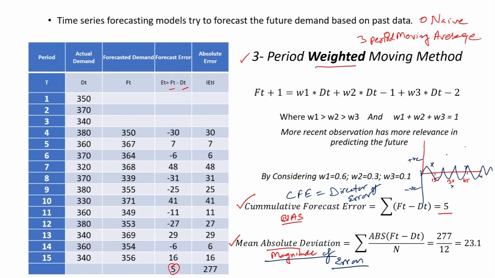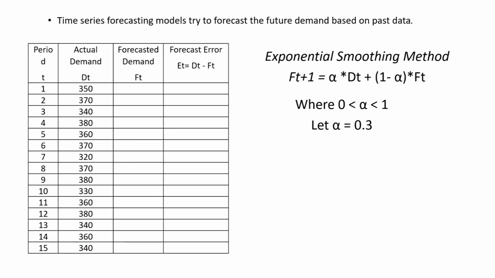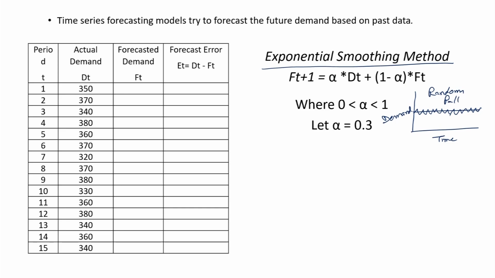Now, let us take the fourth technique in the sequence, the most widely used technique, called the exponential smoothing method. Keep in mind, we are talking about methods for random variation only, where the variations are happening around the mean demand. So far we are not talking about trend, we are not talking about seasonality, we are only talking about random variation in the demand. So, in that context, this is technique number 4.